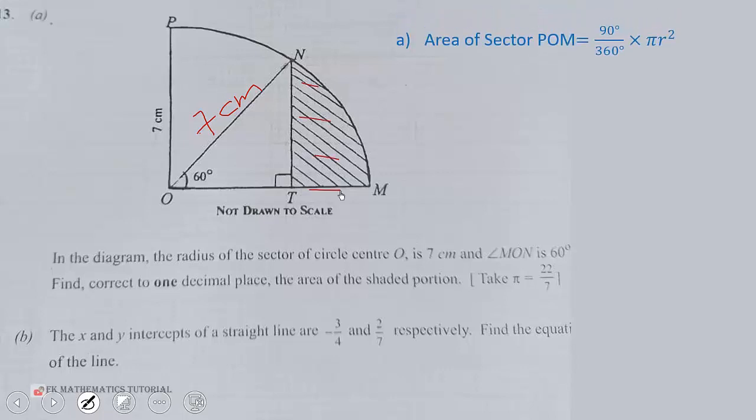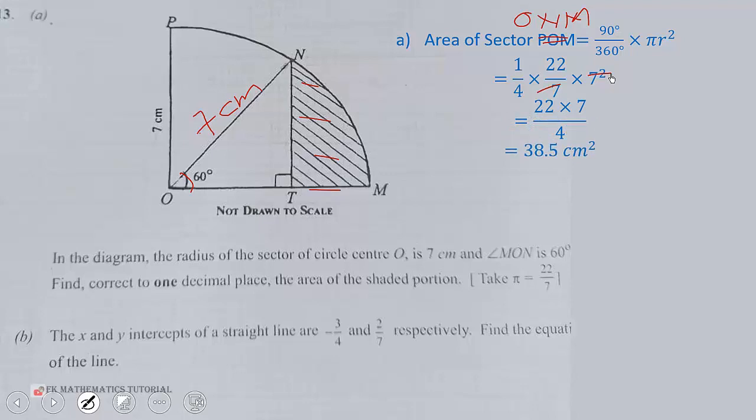So let's begin. Area of sector ONM is equal to theta over 360 times pi r square. The theta is 60 degrees. So we substitute, radius is 7. So that will give us 22 times 7 over 4. And that will give us 38.5 centimeters squared. That is the area of sector ONM.